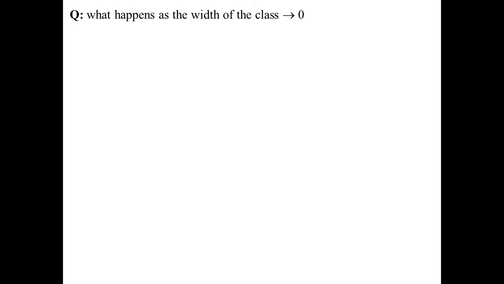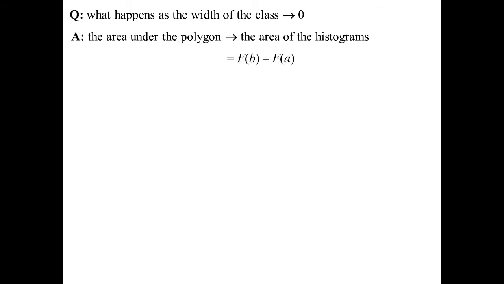What would happen then if the width of each class was actually 0? Now obviously it can't be 0, but as it approaches 0, then the area under the polygon now would actually approach the area of the histograms, because it's becoming like our discrete one that we saw yesterday, and ideally that's what we want. That will equal function B minus function A if I use that last method. So the difference in the cumulative distribution function, and that's the key idea we're going to need.